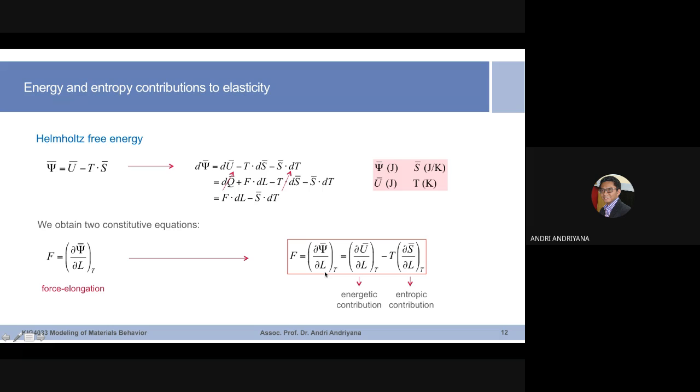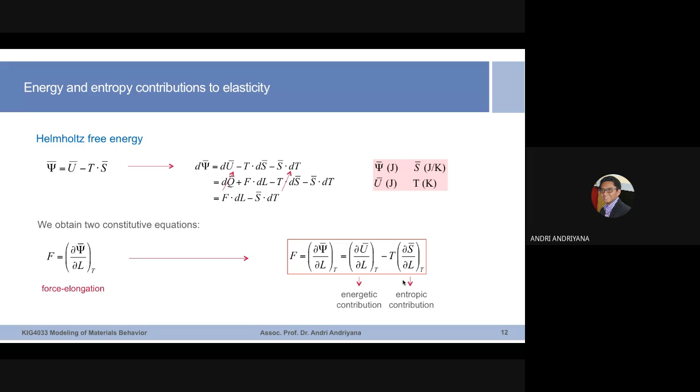So the force needed is the change of the free energy at constant temperature, equal to the change of internal energy with deformations at constant temperature, minus T times the change of entropy with deformation at constant temperature. The first term here is related to internal energy. The second term is related to the change of entropy. The first term is often called the energetic contribution to elasticity. The second term is often called the entropic contribution to the elasticity. So what does this equation mean? What do we get from this equation?